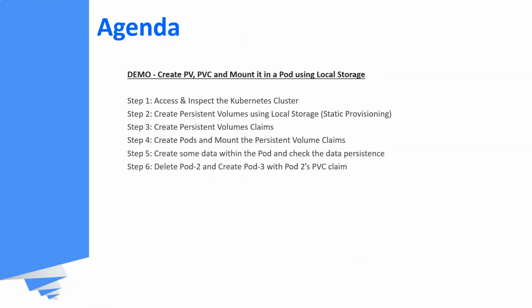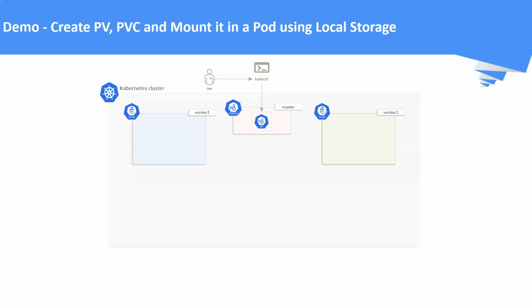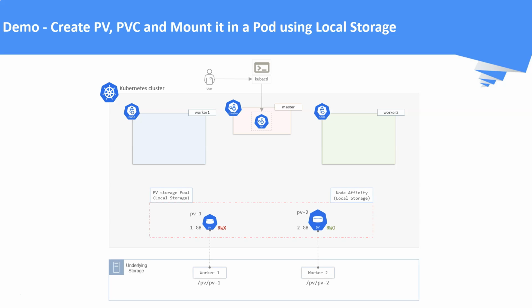This is the agenda of this video. We are going to perform these steps in this video. This is going to be the architecture diagram for our demo. First, we'll be creating a pool of PVs using the local storage system of the worker nodes. These PVs are created manually and hence the provisioning is called static provisioning.